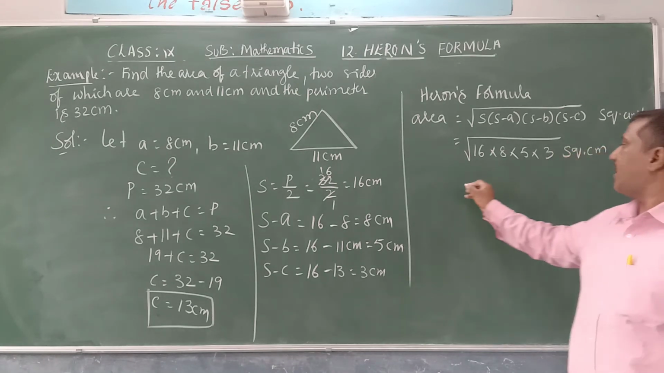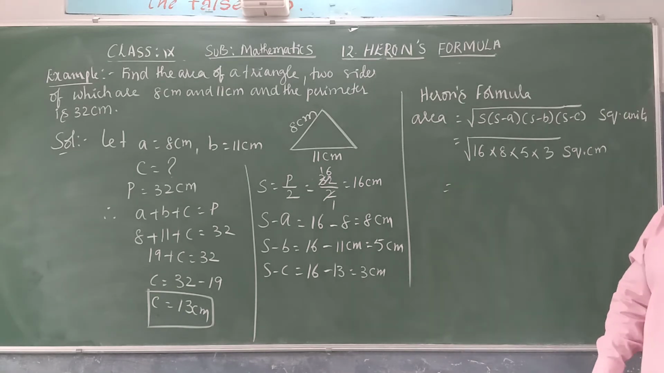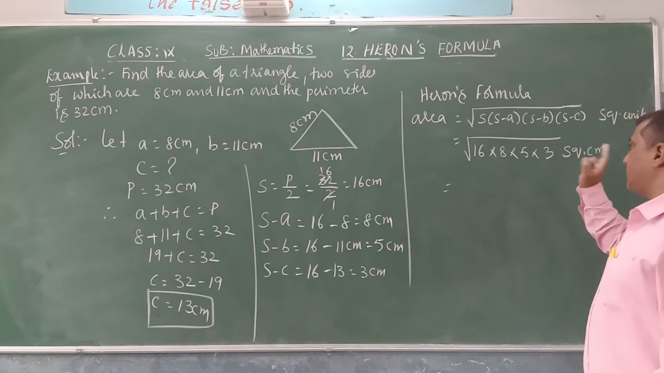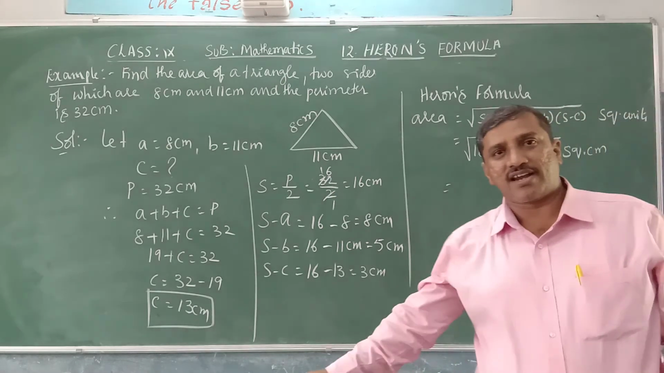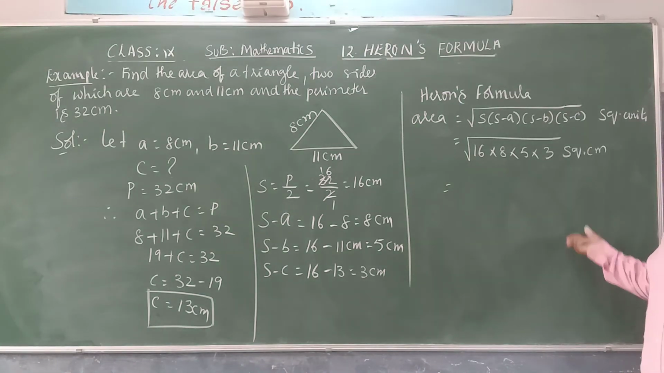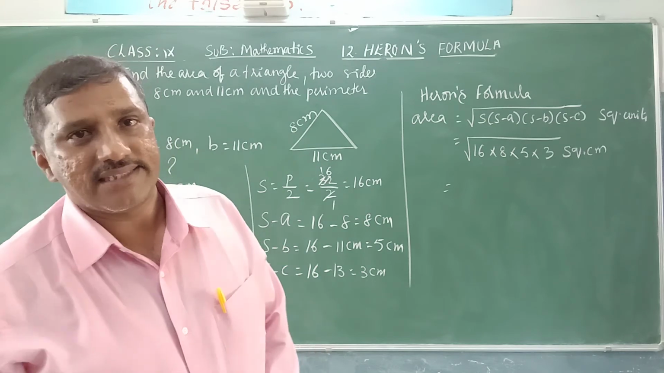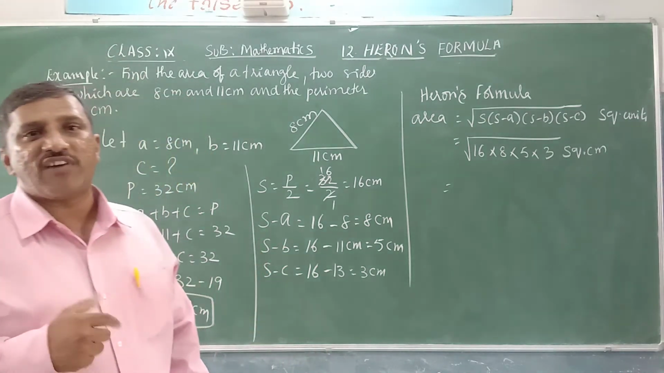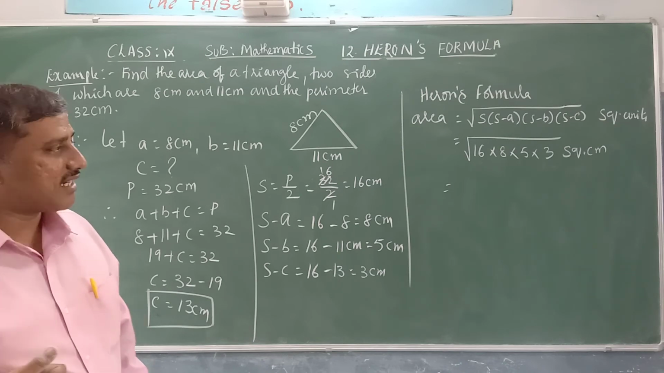Now you have to find the square root of this value. So how do we find the square root? Two methods. Multiply all these numbers 16, 8, 5 and 3, then go for prime factorization. Find the prime factorization. We studied in class 8. From prime factorization, from each pair we will take one factor and we will multiply. If you find more than one pair, we will multiply those common factors and we will get the square root.